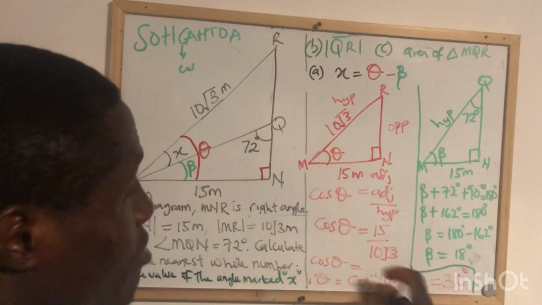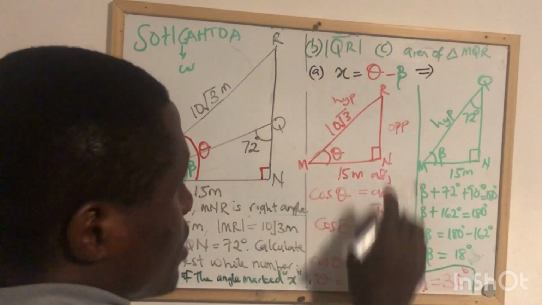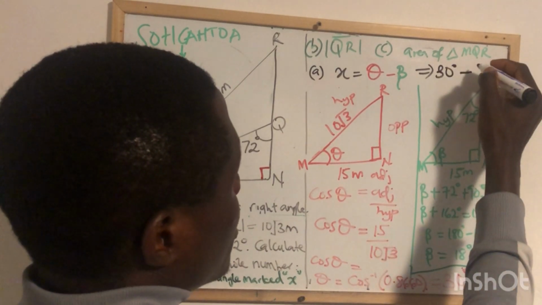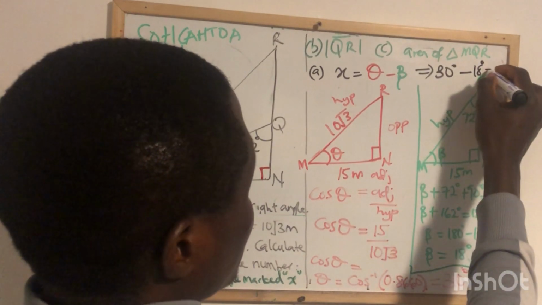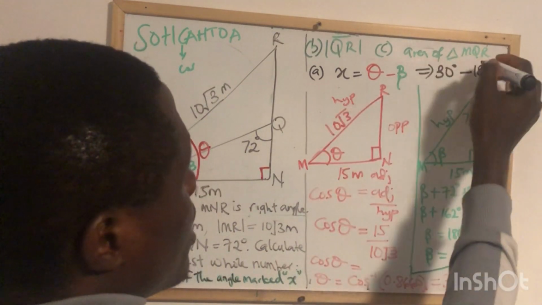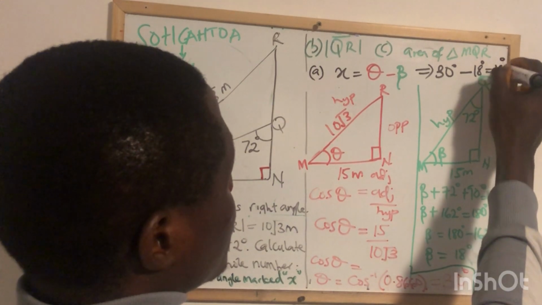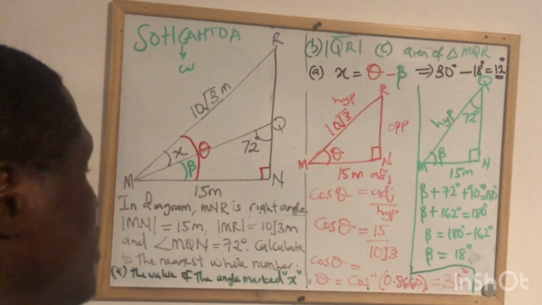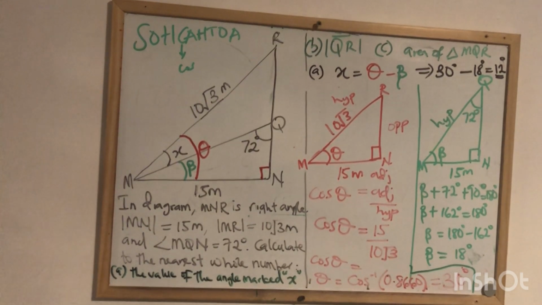We have to follow this video because I don't want to take much space. Therefore x is going to be theta, 30 degrees, minus 18. So x will now be 12 degrees. Final answer: x is 12 degrees. So that's that about question A, the value of x. Let me check the video. The video is still on.